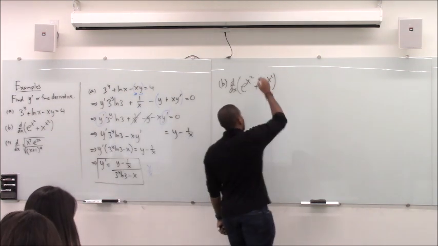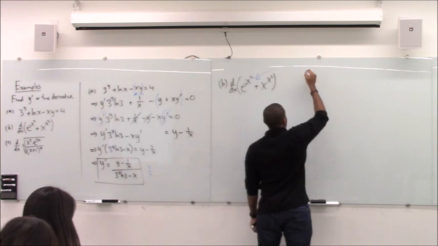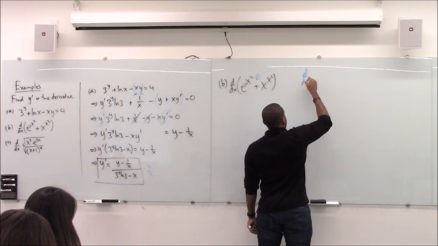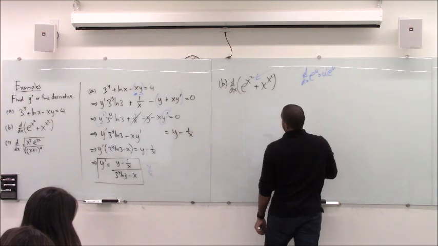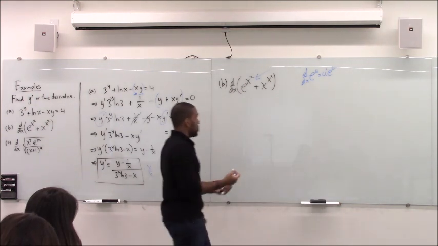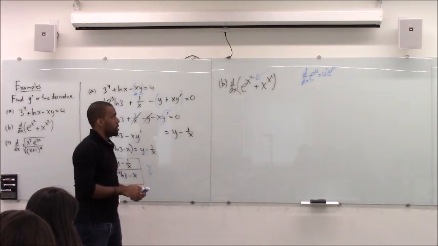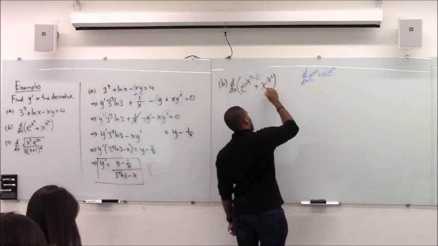Right, so for this one, we have a rule. We know that to differentiate e to the u, it's just u prime e to the u. So I actually know how to differentiate that. It's just going to be 2x times e to the x squared. What about this one, though?